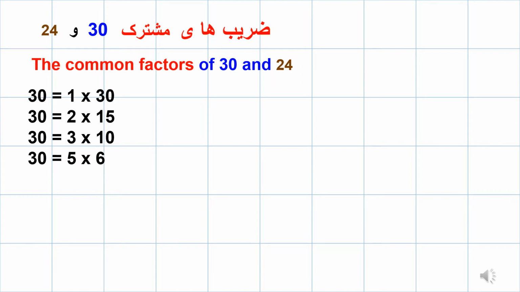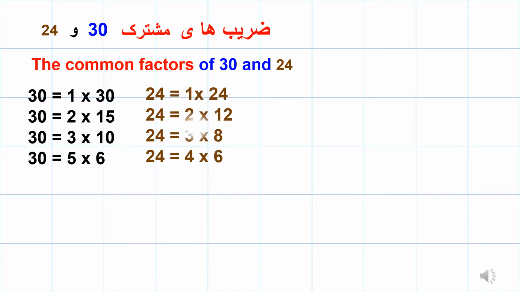30 is equal to 1 times 30, 30 is equal to 2 times 15, 30 is equal to 3 times 10, 30 is equal to 5 times 6. 24 is equal to 1 times 24, 24 is equal to 2 times 12, 24 is equal to 3 times 8 and 24 is equal to 4 times 6.